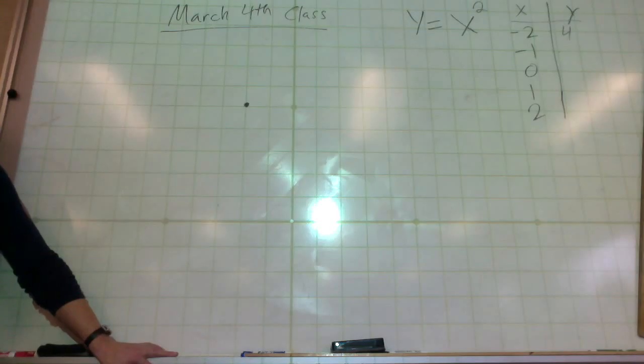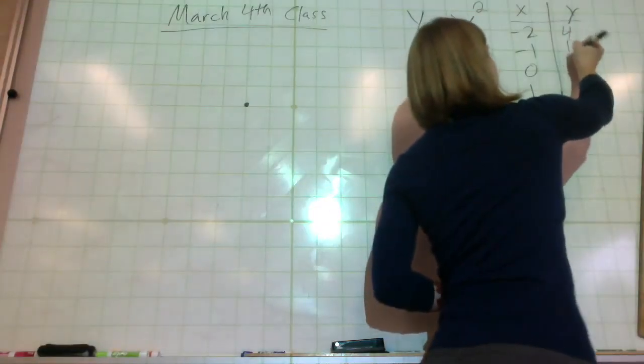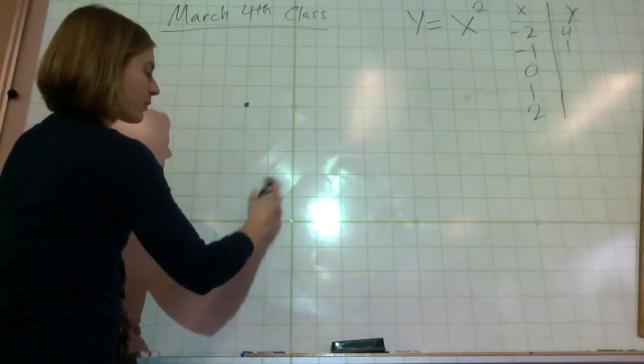Yay. What if I put in negative one? So it's negative one times negative one. One. You can't really graph imaginary numbers. So at negative 1, I have 1.